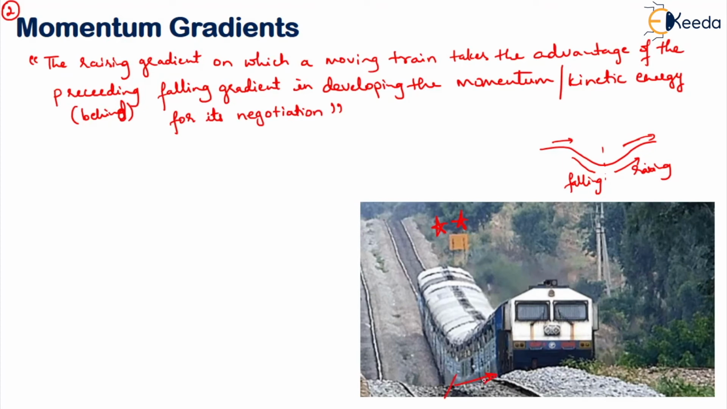Now if you observe, the momentum gradient is always greater than your ruling gradient. See here, you have a falling gradient, you have a raising gradient. Behind there is a falling gradient. In this falling gradient, the train will acquire speed or momentum, and that will be helpful for the train to pull up this raising gradient. This is the best figure to understand the momentum gradient.